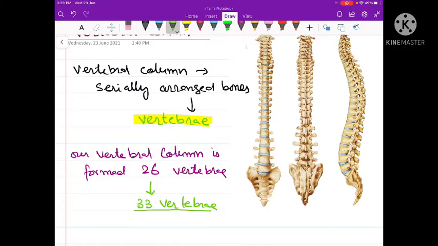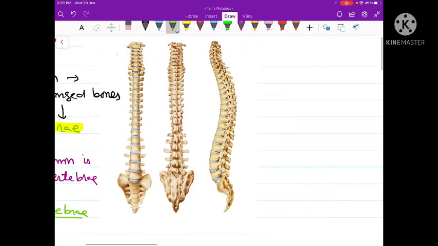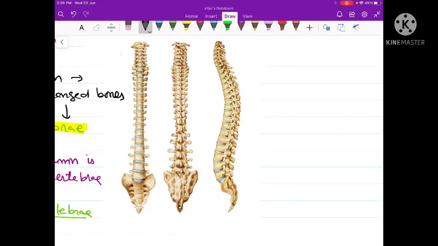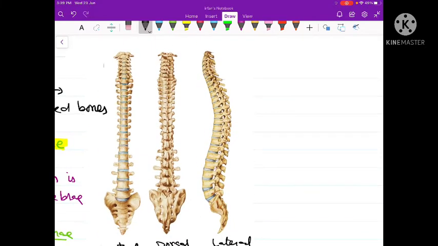Now our vertebral column is not a straight chain of vertebrae, but rather it has 4 types of curves. So this is the vertebral column. On the extreme left we see the ventral view, in the middle is the dorsal view, and towards the extreme right is the lateral view. In the lateral view you can see that the vertebral column is not a straight chain of vertebrae, rather it has bends or curves. 4 types of curves are found in the vertebral column of adults.